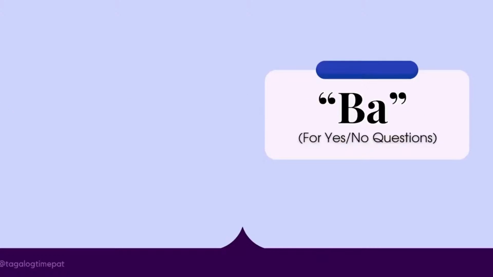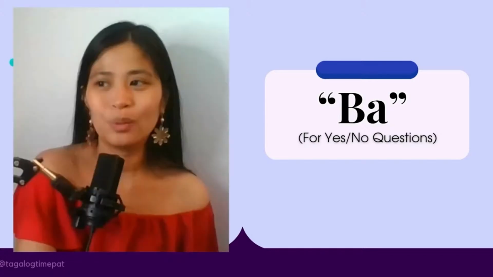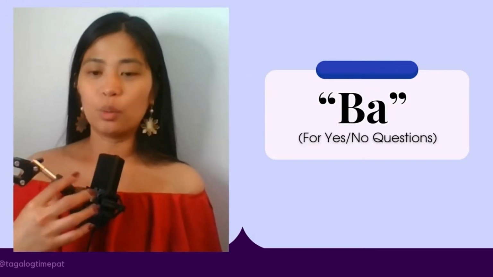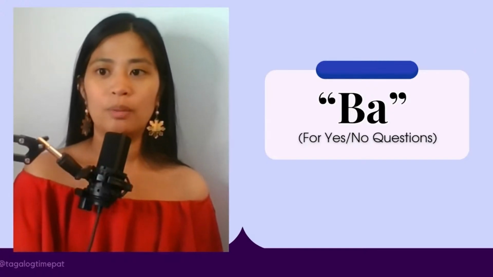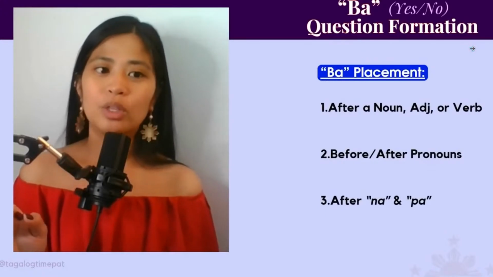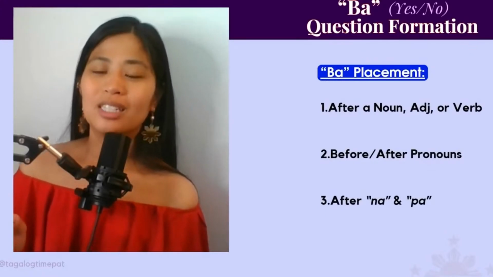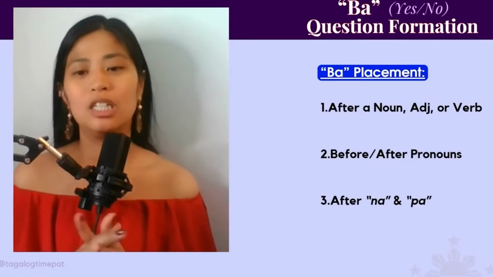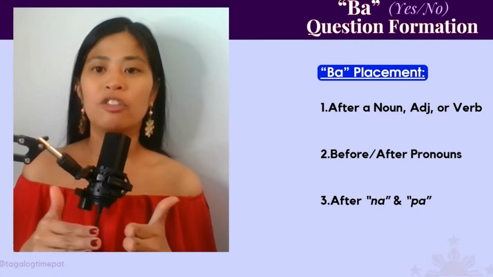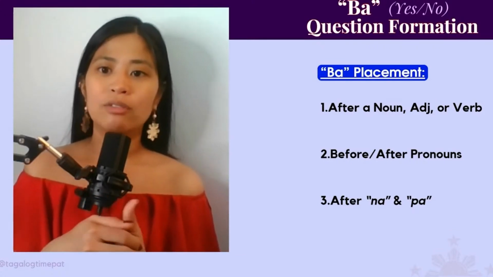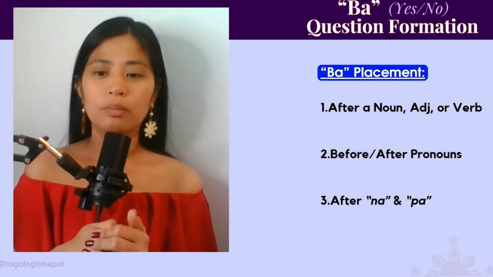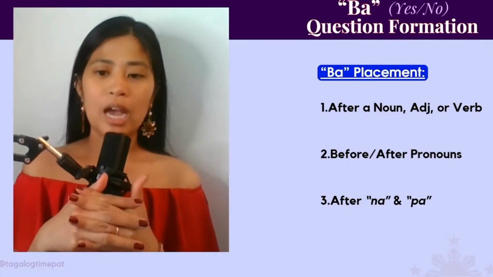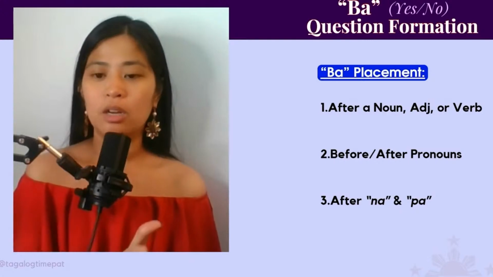Okay, home stretch. This is the very last question word we're going to be learning. Ba is a question word that's added to questions when it's a yes or no answer. It's interesting because ba doesn't really have a direct English translation, but you can add it to a statement and it will turn it into a question. So these are the common placements of ba. First, it goes after a noun, adjective, or a verb, or it can go before or after some pronouns, and it goes after na or pa if they appear in a phrase.